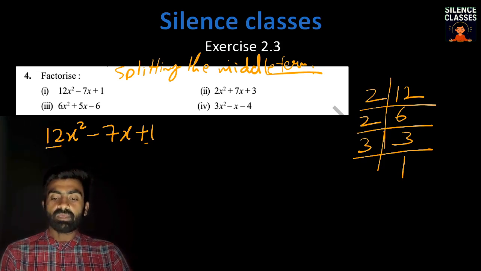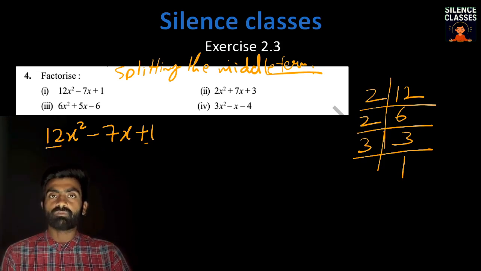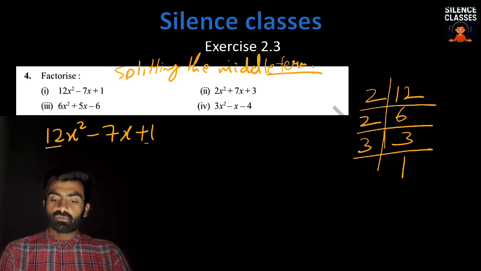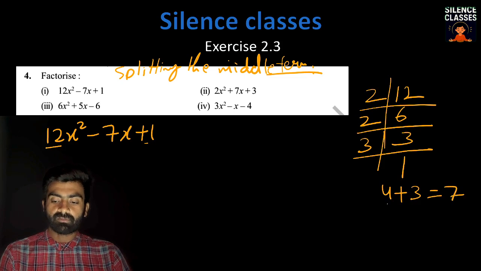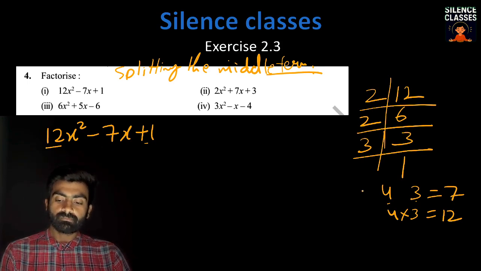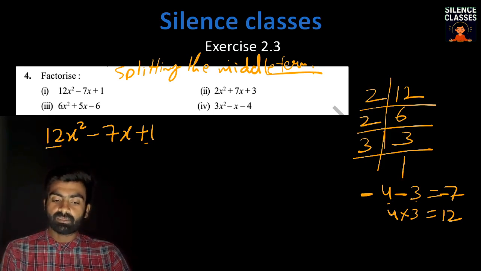Okay, and we have to write it down in this particular manner. So by doing plus or minus, we will get minus 7. If I say 4 plus 3 is 7, and 4 multiplied by 3 is 12. But in the middle, what we have to find is minus 7. So we can say minus 4 and minus 3 will become minus 7. So in this particular way, we have to split the middle term.